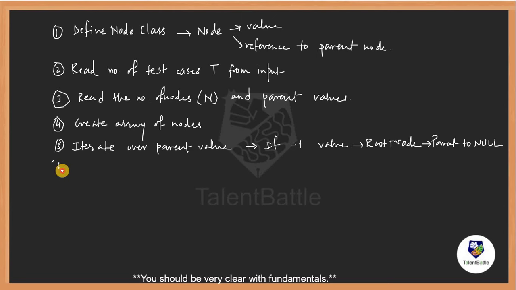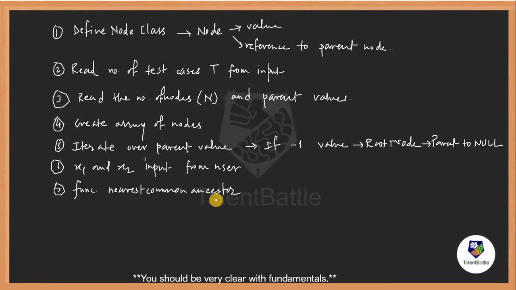Once your iteration is done, then we will read x1 and x2 input, again from the user as per the provided test cases, for which we have to find the nearest common ancestor. So develop a separate function for the nearest common ancestor, where the logic of the previous slide that we discussed will come under this particular method.